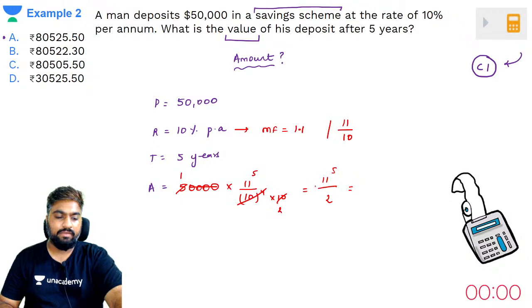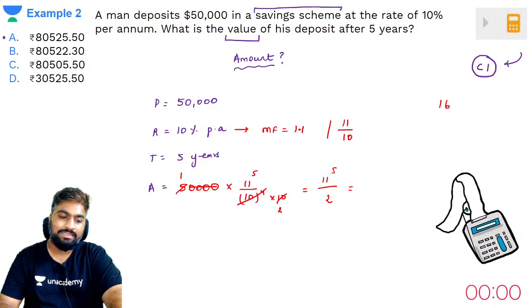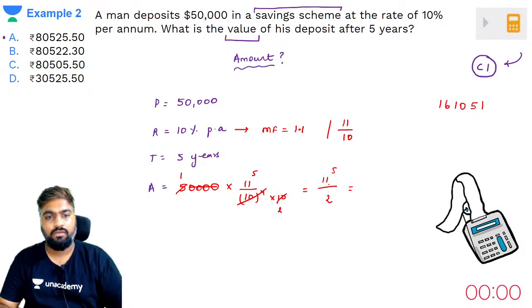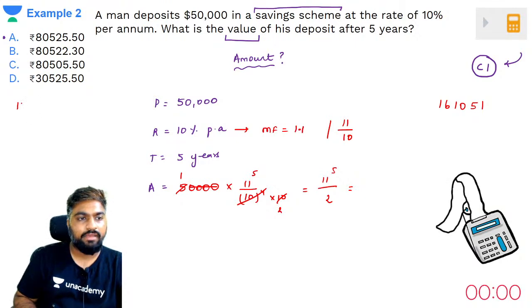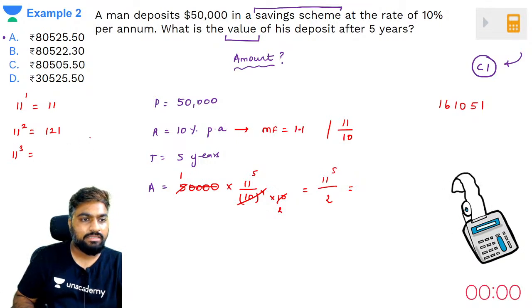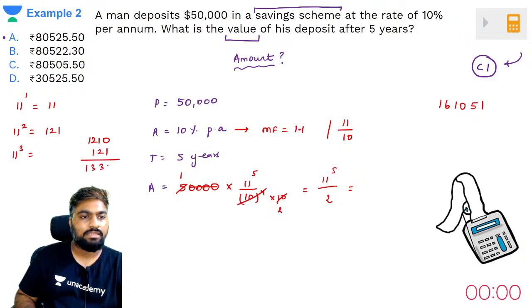Yes. What would be 11 to the power 5? How much is 11 to the power 5? It is 161051. Correct? Yes. You can split it if you want. See, 11 power 1 is 11, 11 square is 121. फिर आप 121 पे वापस 11 मल्टीप्लाई कर रहे हो, दैट इज बेसिकली व्हाट 1210 प्लस 121, करेक्ट? दैट इज 1331.